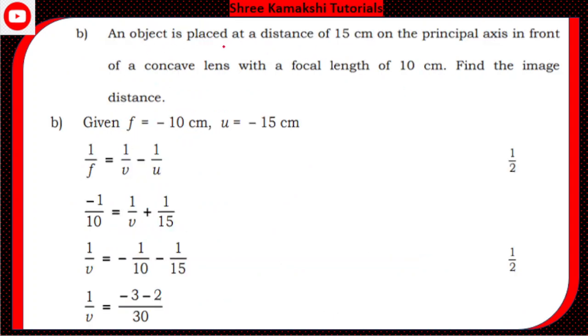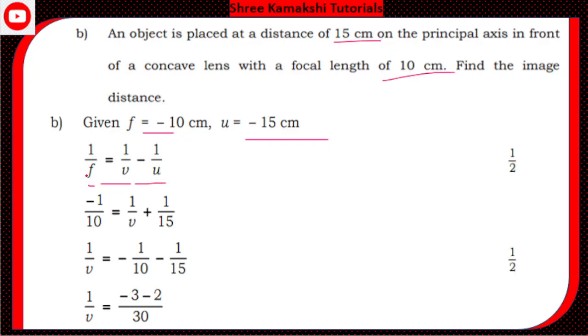Here, an object is placed at a distance of 15 centimeter on the principal axis in front of a concave lens with a focal length of 10 centimeter. Find the image distance. Given: f is equal to minus 10 centimeter, u is equal to minus 15 centimeter. The formula is 1 by f is equal to 1 by v minus 1 by u.